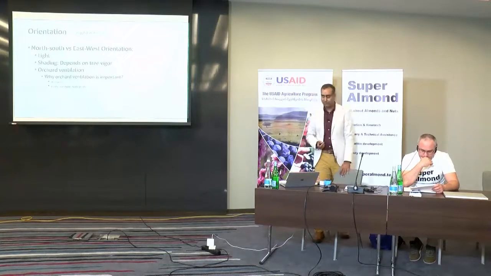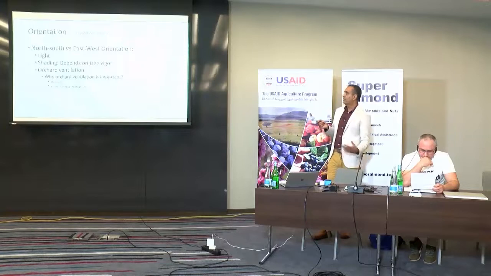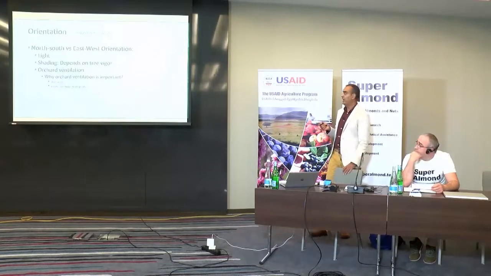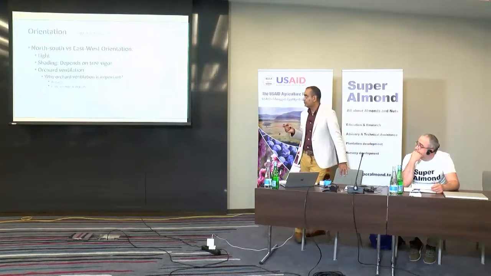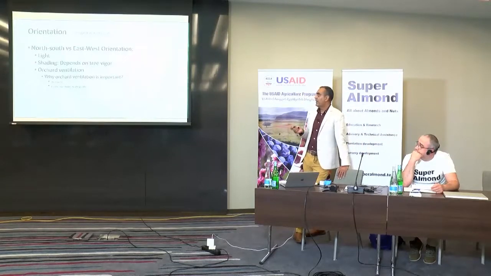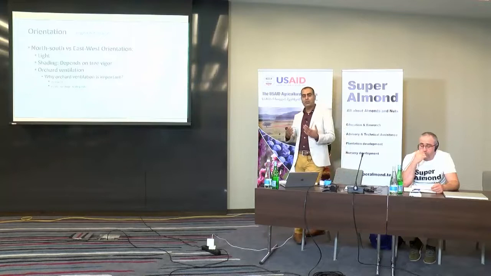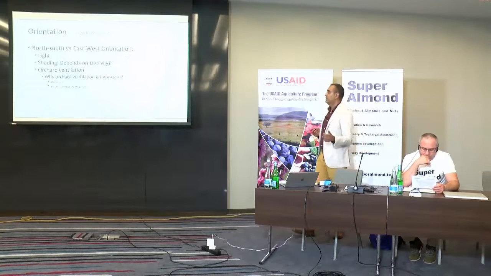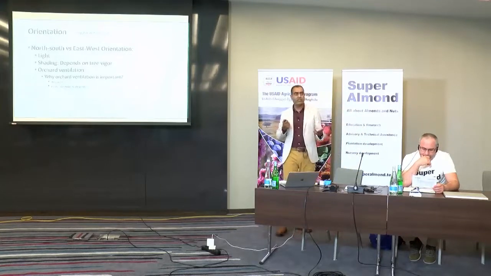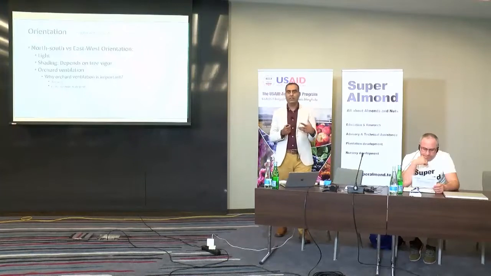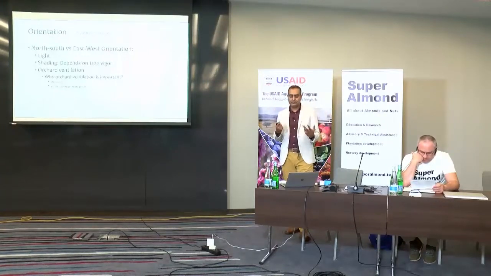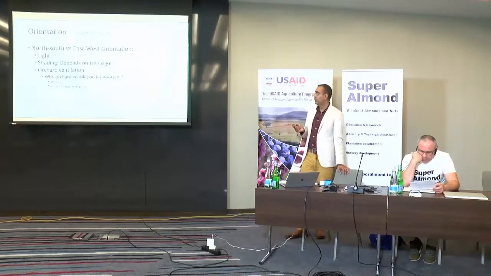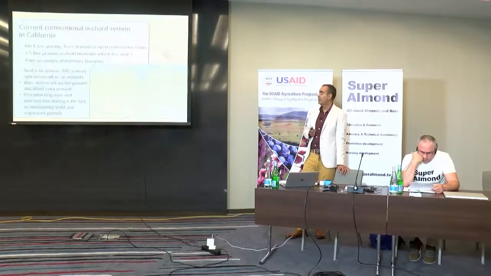Now, talking about orientation, we already had a very good discussion this morning about orientation, but I have this slide, so I will walk through it. North-south versus east-west orientation, I already explained the light aspect of it. The shading depends on the tree vigor, orchard ventilation. We see in California conditions better orchard ventilation in north-south. And why is orchard ventilation important? Diseases and pests like mites or scales like the interior of the canopy where it is a little humid, so they thrive in there. So this is why in California we generally prefer north-south orientation.